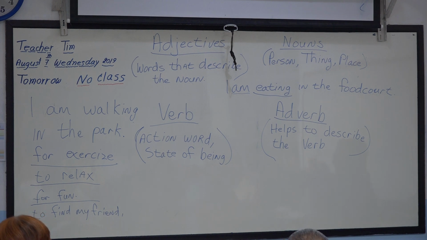Yes, ma'am. Give me an action sentence. In the what? I am eating mangoes and sticky rice in the Thai restaurant. Can I come? Yes. Very good. That is a very good sentence. Very good sentence. Yes, ma'am. Past tense action word. Past tense.